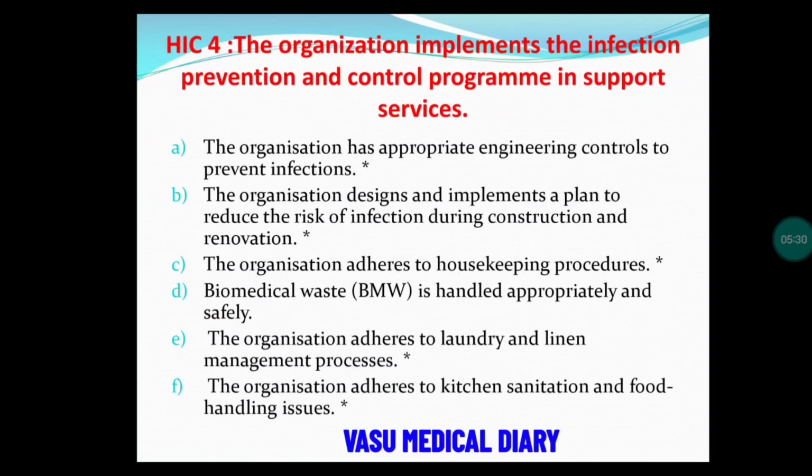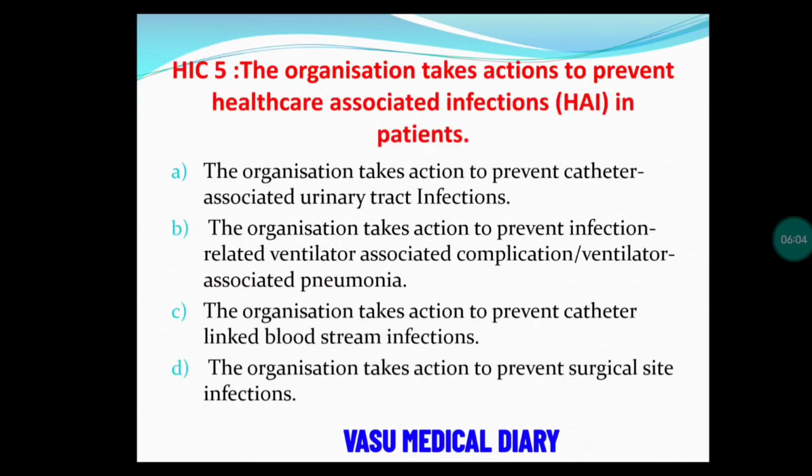HIC 4. The organization implements the infection prevention and control programs in support services. What they mean is the organization has appropriate engineering controls to prevent infections. The organization designs and implements a plan to reduce the risk of infection during construction and renovation. The organization adheres to the housekeeping procedures. Biomedical waste is handled appropriately and safely. The organization adheres to laundry and linen management processes. The organization adheres to kitchen sanitation and food handling issues.